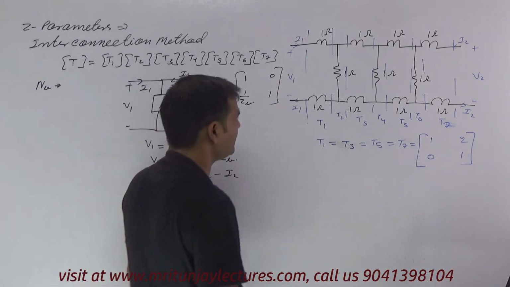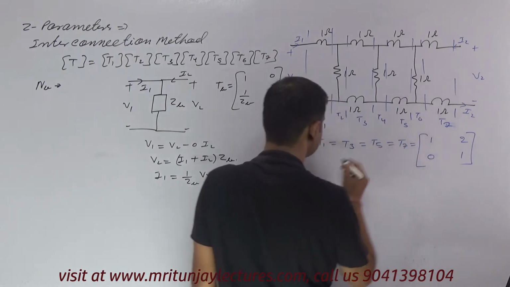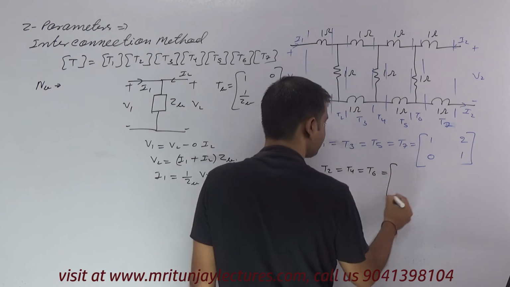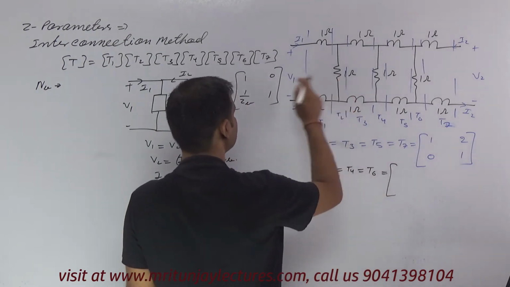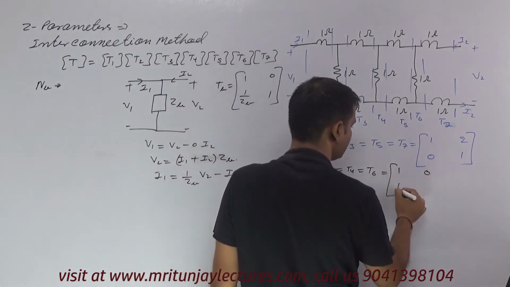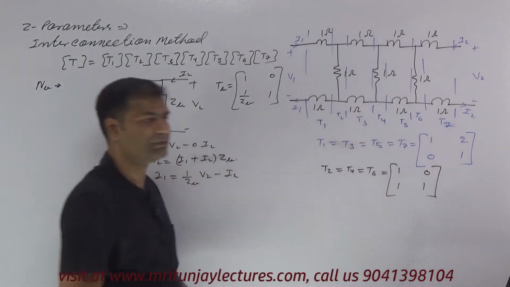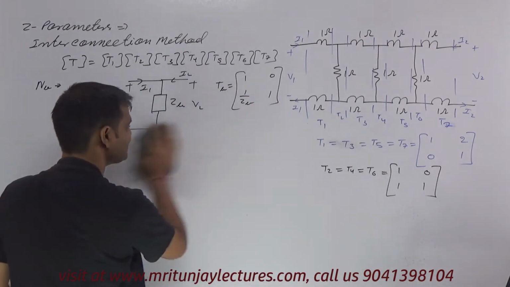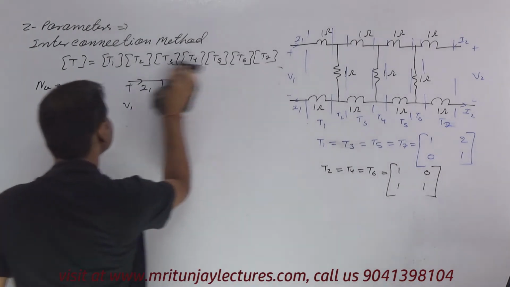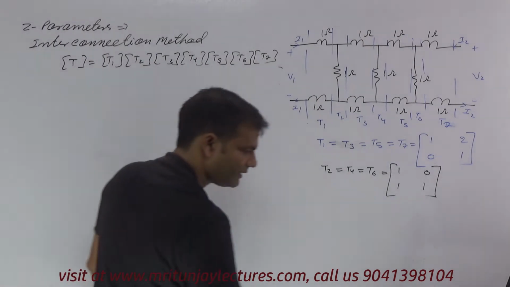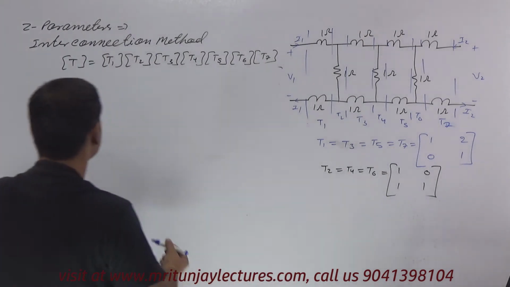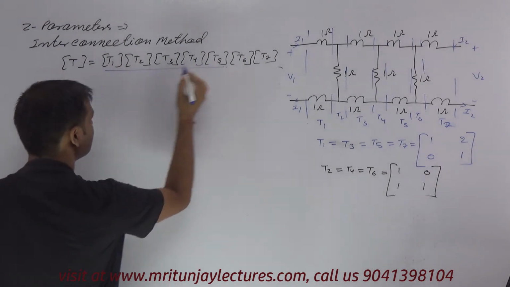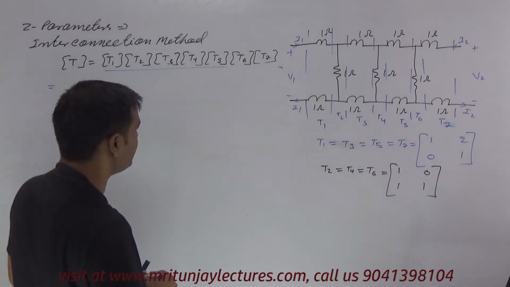Now T2, T4 and T6 are the same. What about ZB? ZB is 1, so 1 0 1 1. Very simple. Now after that, multiplication of T6 and T5.